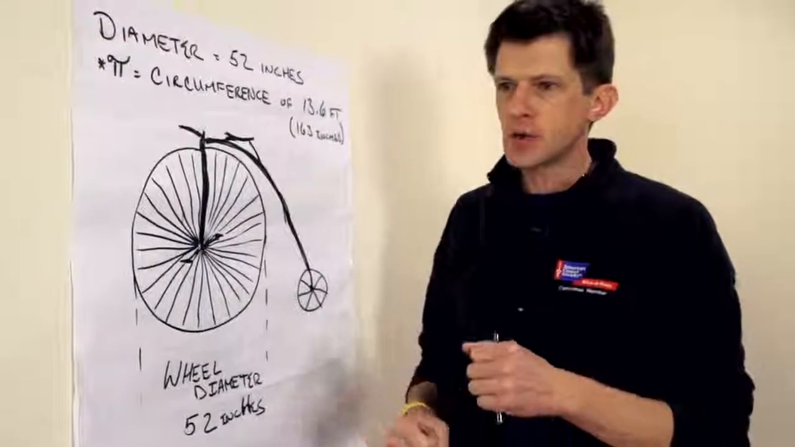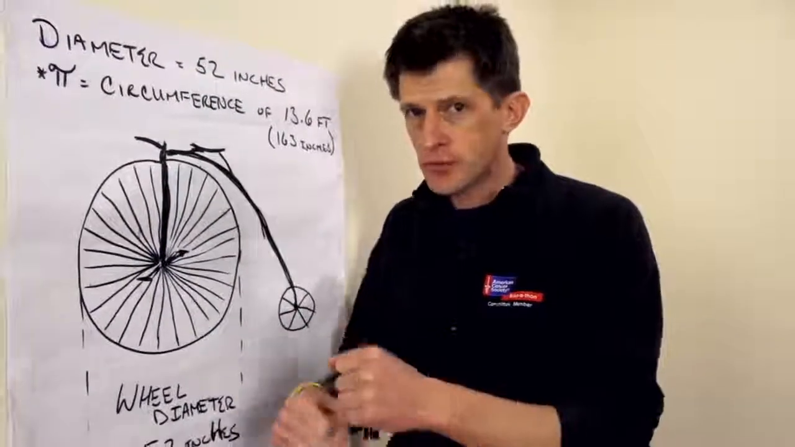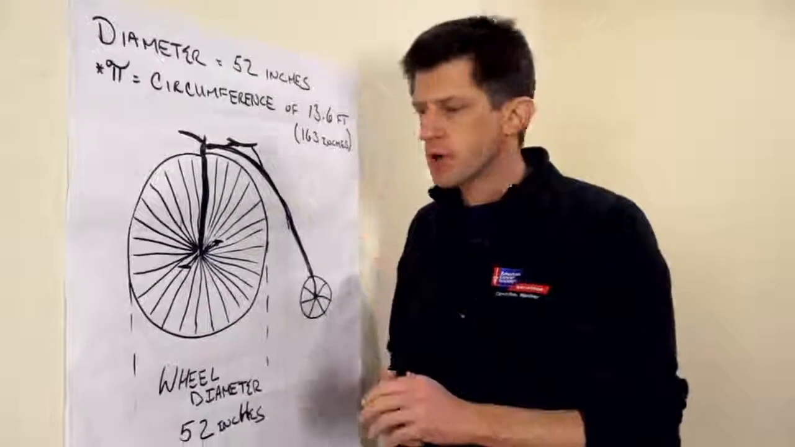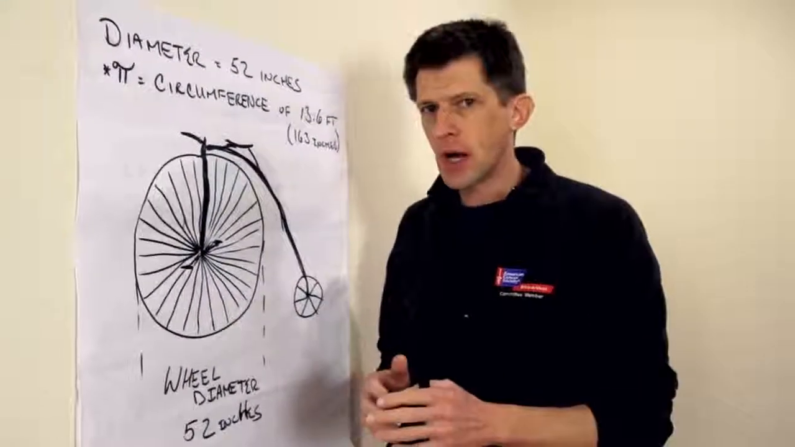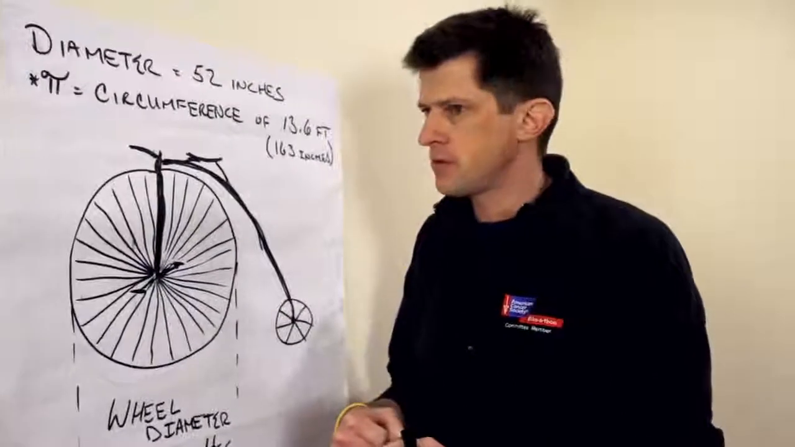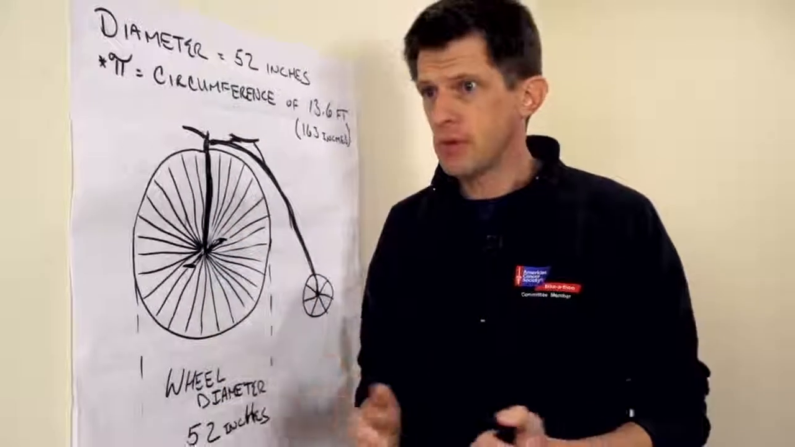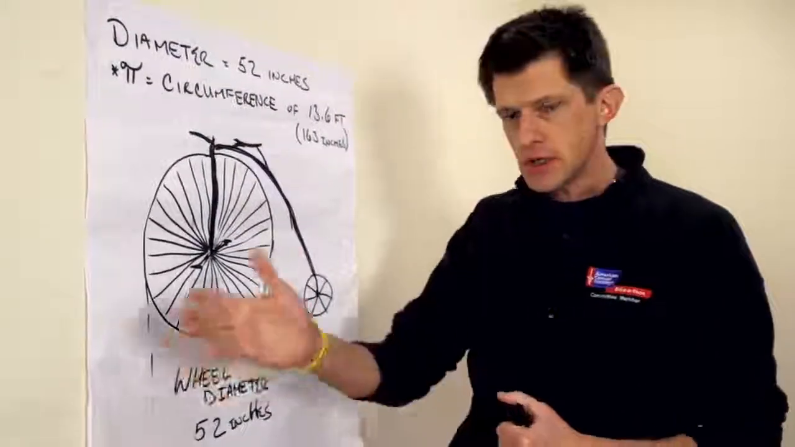At a cadence, or revolutions per minute, of about 60 turns per minute of the pedal, this bike moves forward about 9.3 miles an hour. A more vigorous pedal turn, or a cadence of 90 RPM, would give us a speed of about 14 miles an hour. So let's go over here now.